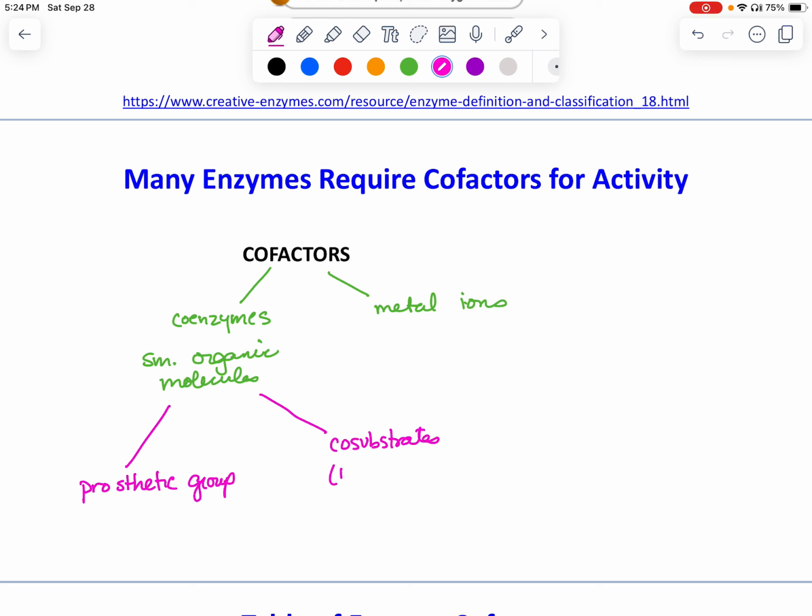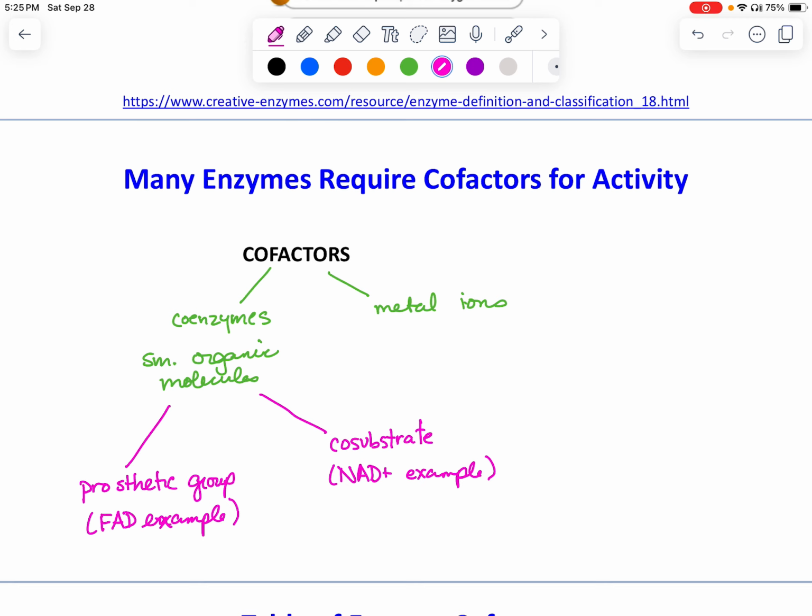So we looked at an example of this a minute ago. NAD plus was an example. You don't need to know that one in specific. But there's lots of other ones. This is an example, FAD, that we'll look at later.